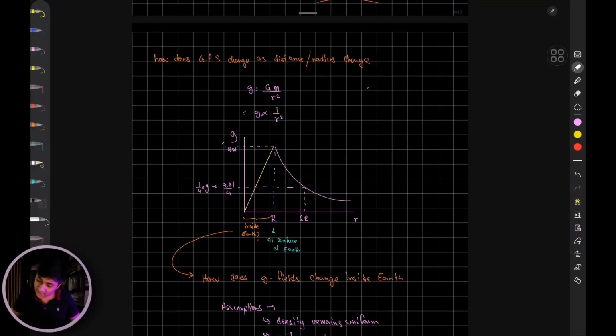That is, if you have planet Earth over here, this is your center, this is your radius.